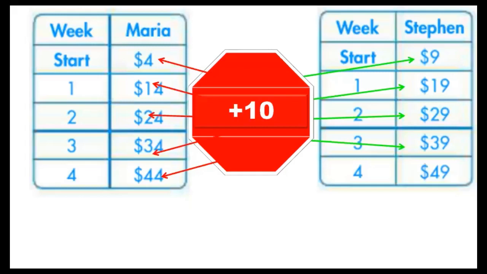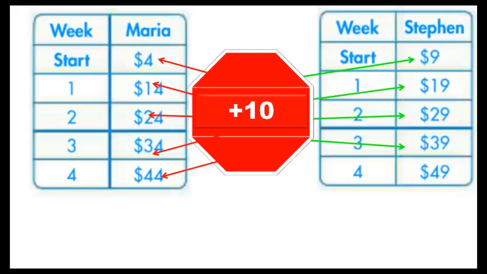This is the representation that informs you of the savings of Maria and Stephen. Now it's clear for you to get the relation between the two persons here. You can say that Stephen here has 5 more saved than Maria each time. Or Maria's savings are always $5 less than Stephen's savings.